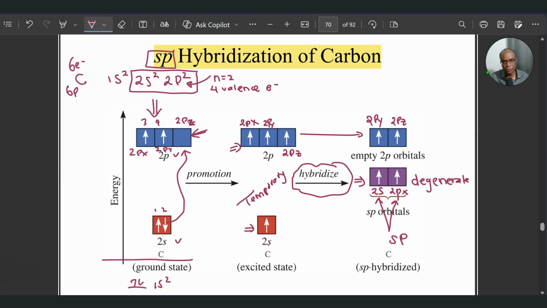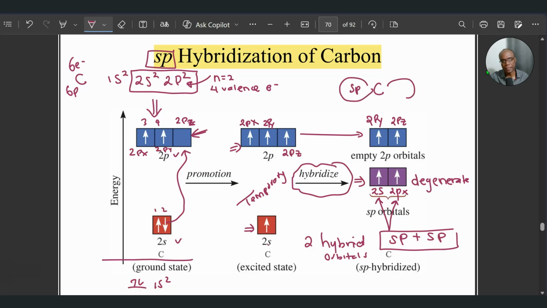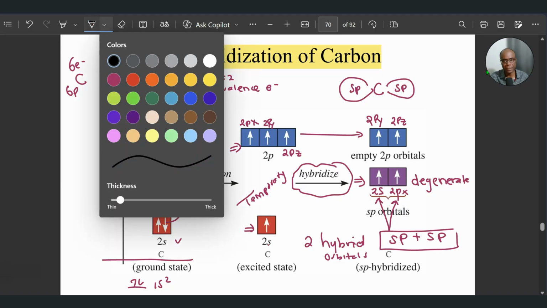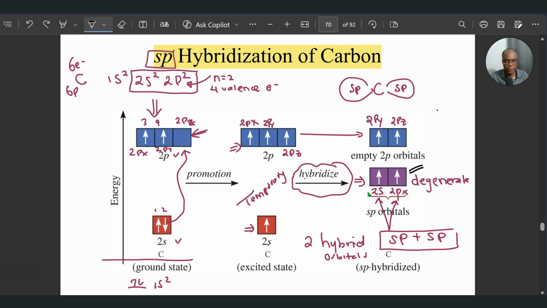Now, since we mixed 2 atomic orbitals, we're going to expect to have 2 hybrid orbitals. That is the rule all over the place in this chapter. So 2 hybrid orbitals result per carbon atom. So if you're looking at a carbon, it's going to have an sp orbital on one side and an sp orbital on the other side, and it is going to use that to bond with something else, like hydrogen or even another carbon. We'll see that shortly.